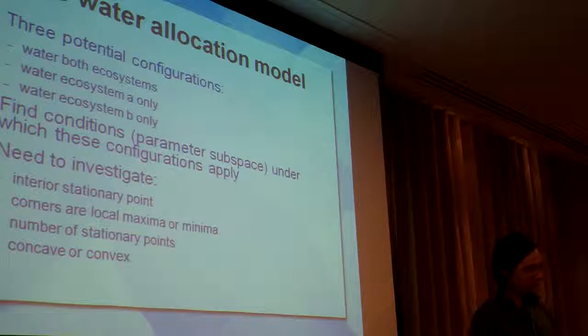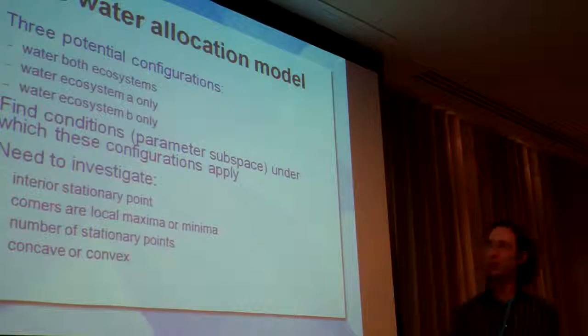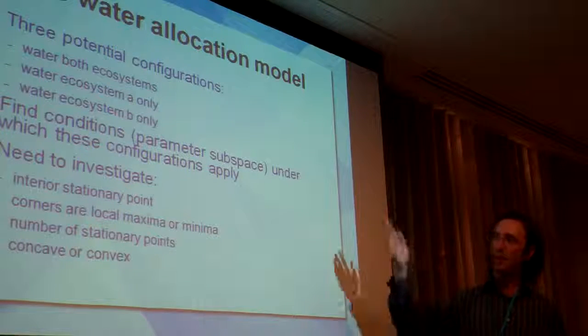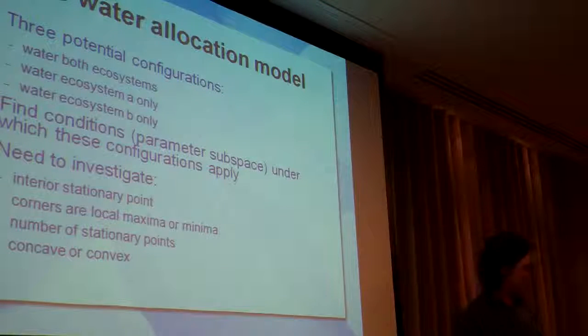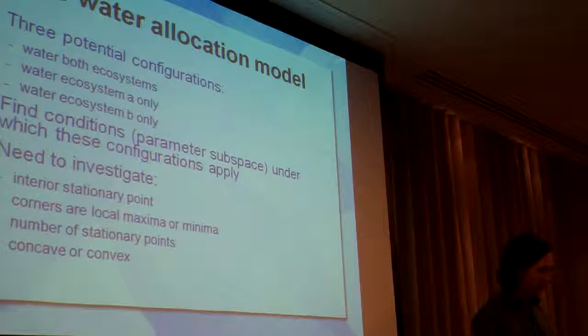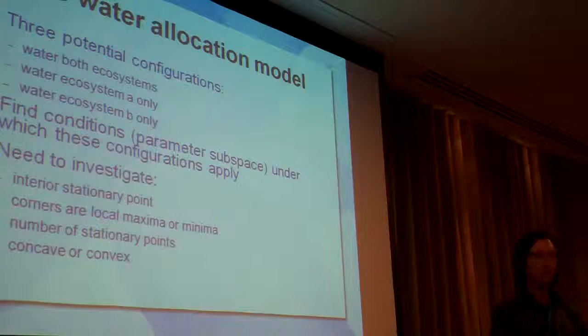The task is then to find the conditions under which these conditions apply. So what combination of parameter values do you end up watering both ecosystems or only watering one ecosystem. And so there are a number of ways of doing this. I think the way I've taken this is the most intuitive to me, at least. I'm just going to summarize it because it's not very difficult, but it is messy.